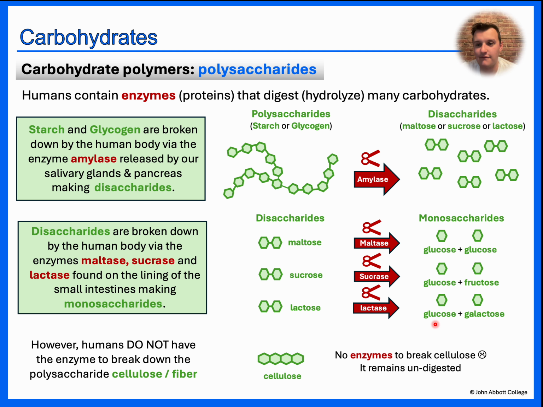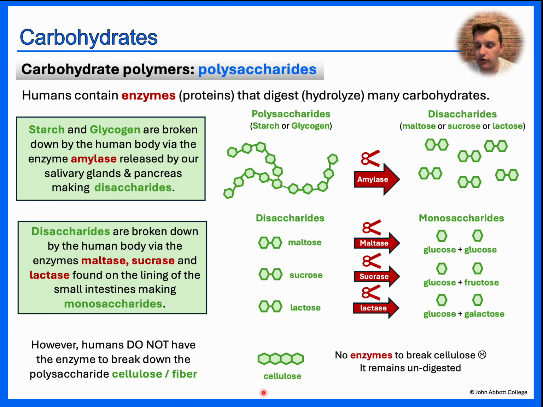Humans do not have the enzyme to break down the polysaccharide called cellulose. Do you notice here I said starch and glycogen could be broken down? So if you eat animals, glycogen can be broken down. If you're eating plants, then the starch will be broken down. We have all the enzymes here for it.